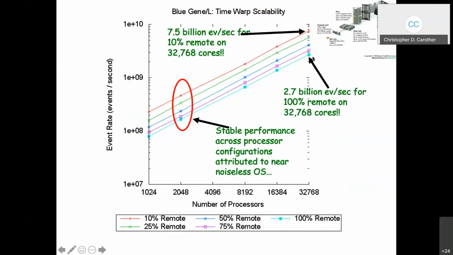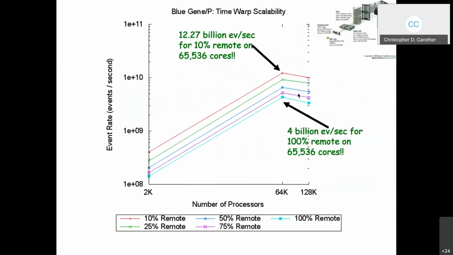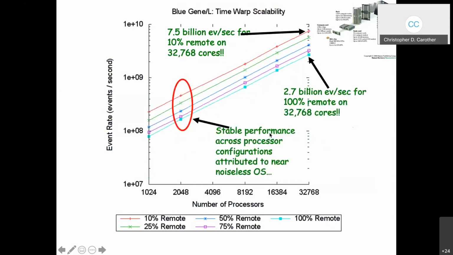This was on 128K, so up to 128K on Blue Gene. I think that's L. Sorry, the top of my slide is being hidden by one of the things. So this is, I'm almost certain, L. This was out to 128K processors on Blue Gene/P, the next one, where we got to see 12 billion events per second, which was also amazing, out to this many cores.